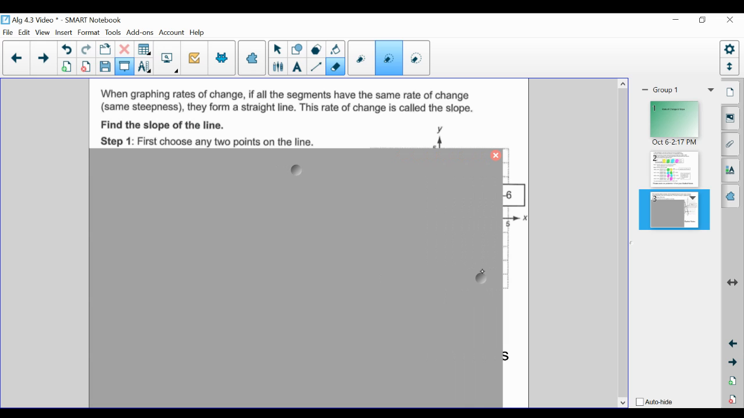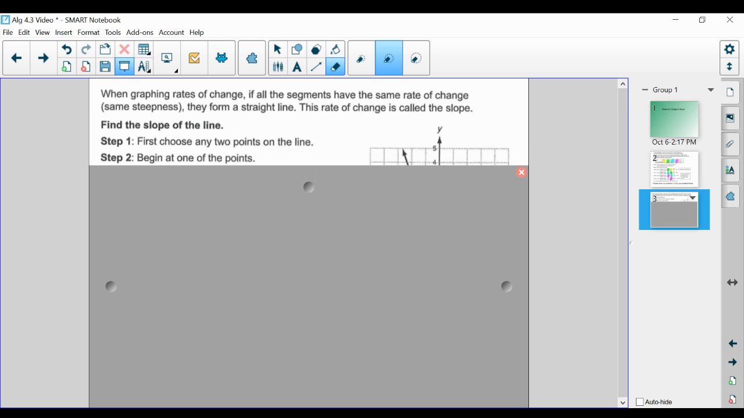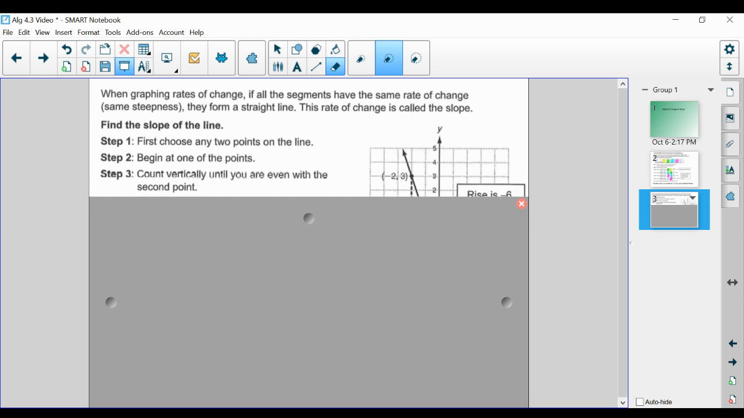But if it's in the middle of our coordinate plane, we're not going to be able to definitively say what those 2 points are going to be. So please make sure that your ordered pairs are directly on the grid. Thank you. So after we choose those 2 points on the line, if they're not given to us already, we're going to begin at one of the points. We are going to be starting at a point. After we start at a point, we're going to count vertically until you are even with the second point.